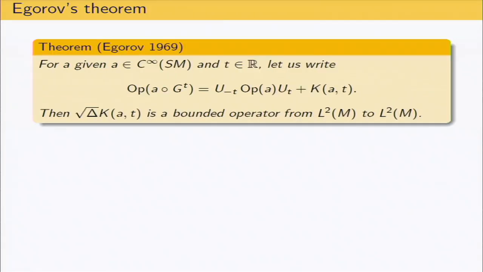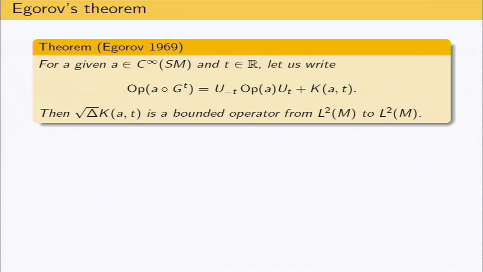So that was my short discussion of Weyl's law. The other part that I promised is Egorov's theorem and its consequences. So Egorov's theorem connects the quantum picture with the classical picture. Namely, it examines what is the quantization of a symbol flown by the geodesic flow.